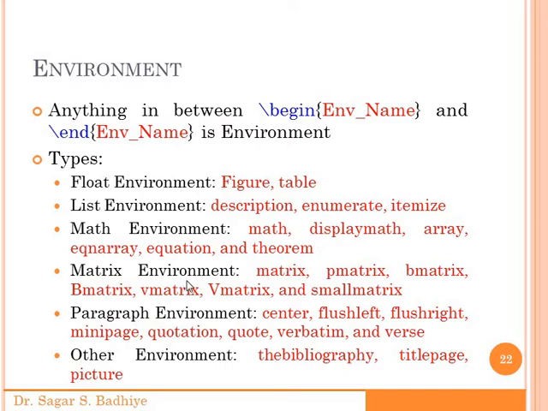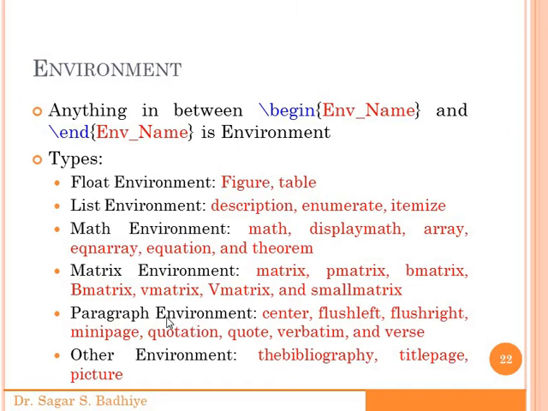The next is the matrix environment, which is used to create a matrix. The different matrix environments are matrix, pmatrix, bmatrix, capital Bmatrix, vmatrix, capital Vmatrix, and smallmatrix. These are examples of matrix environments.